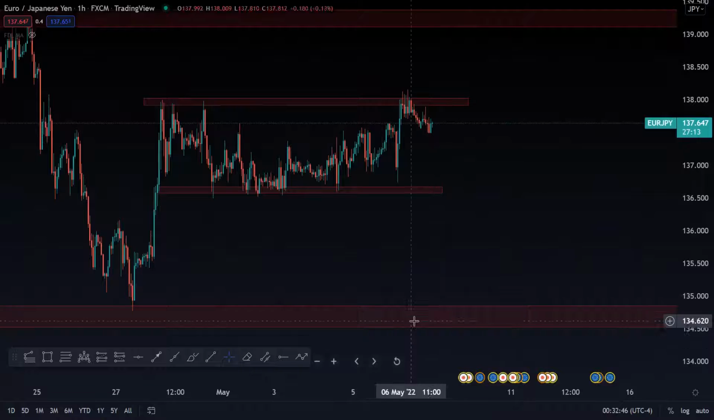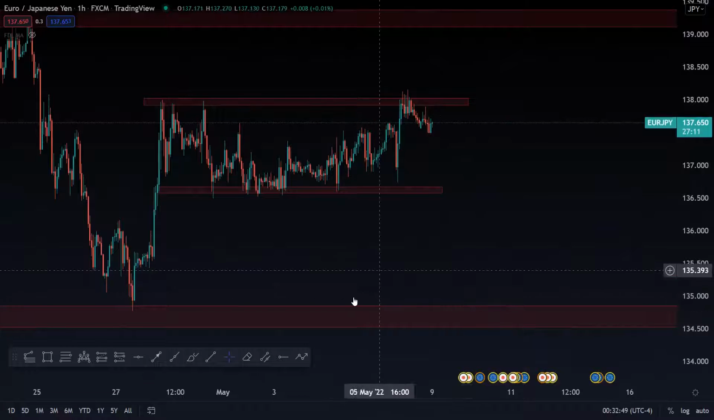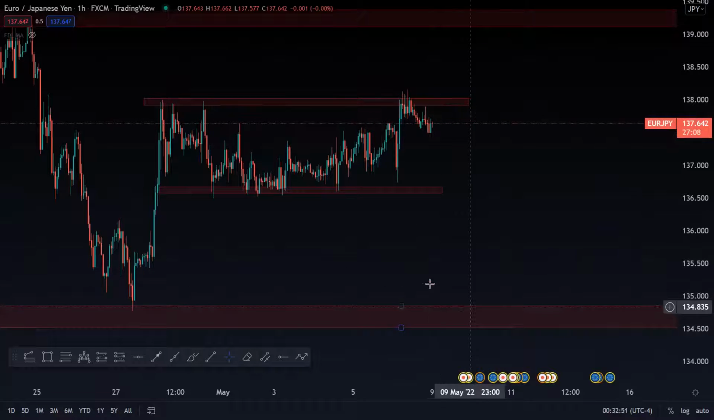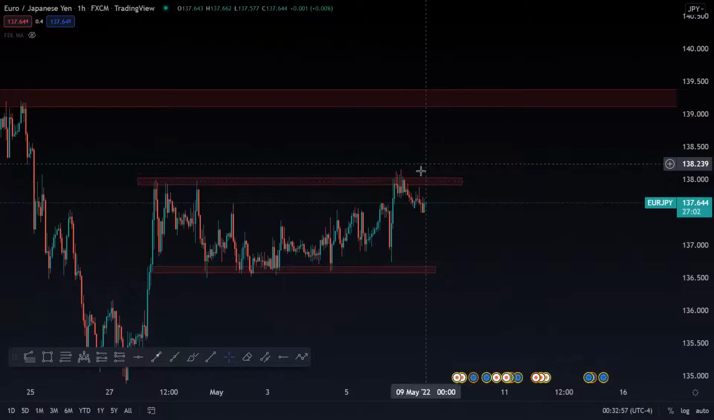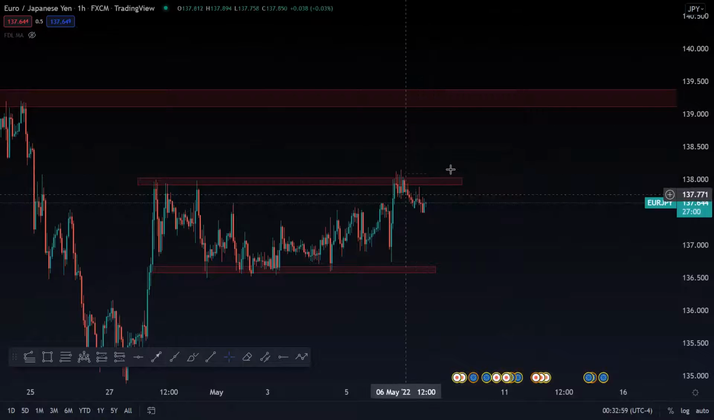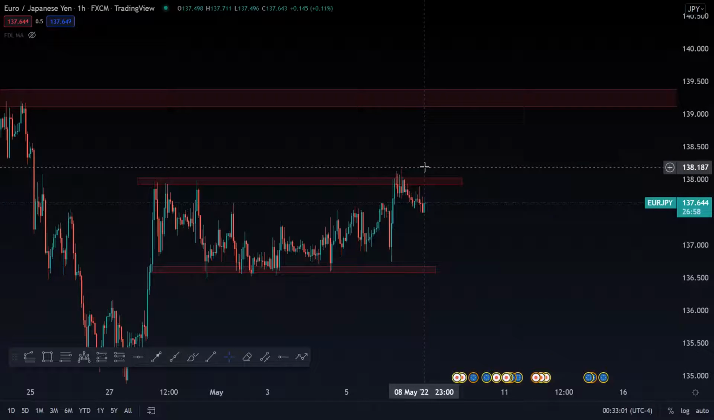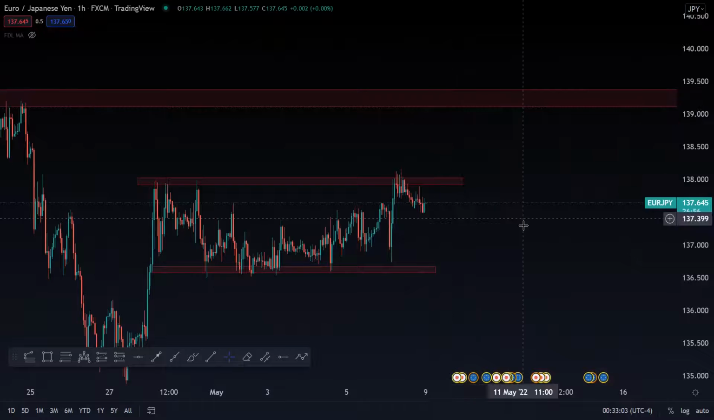And if the price comes here and it's going to see a rejection or reversal candles, I'm going to take the buy. Or in the other case, if it breaks above this area, I will take the buy until this area.